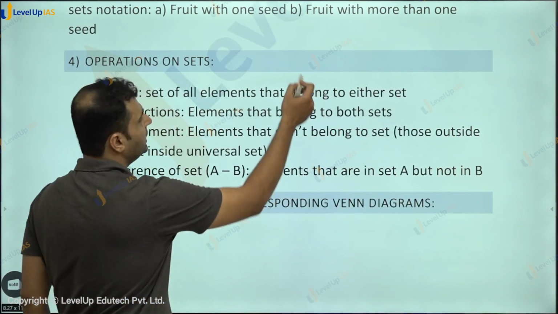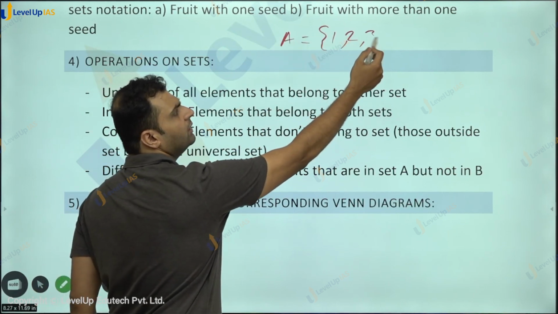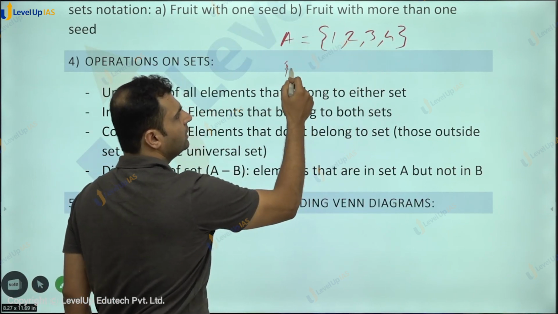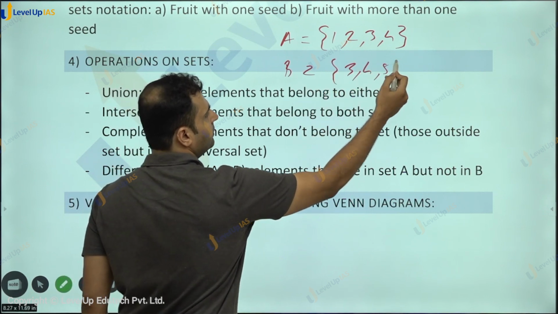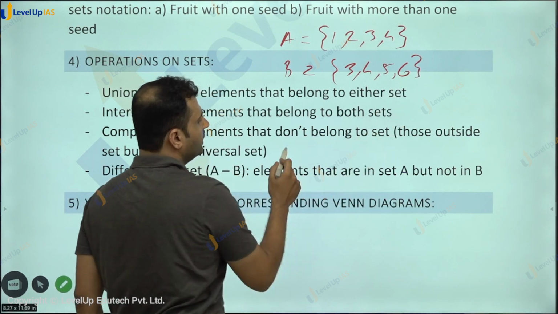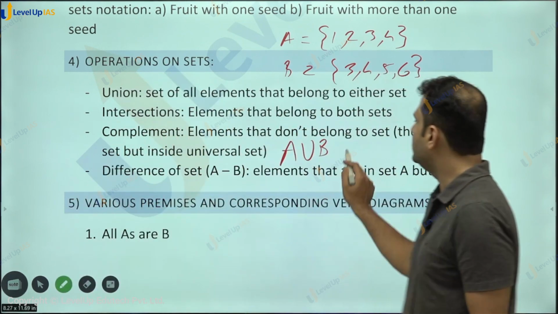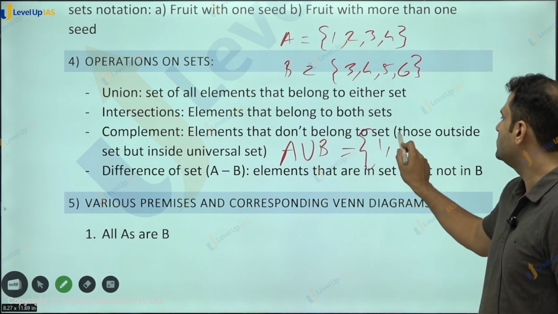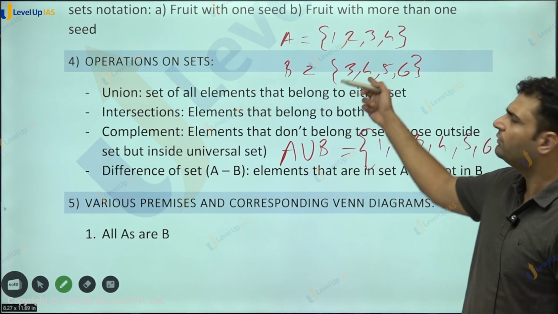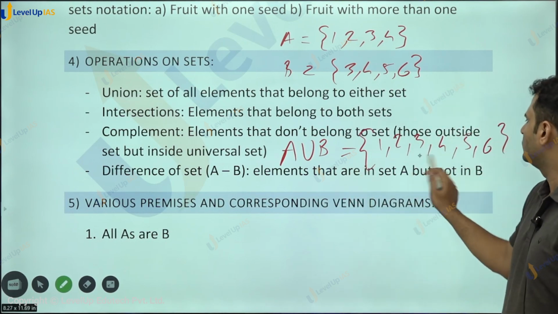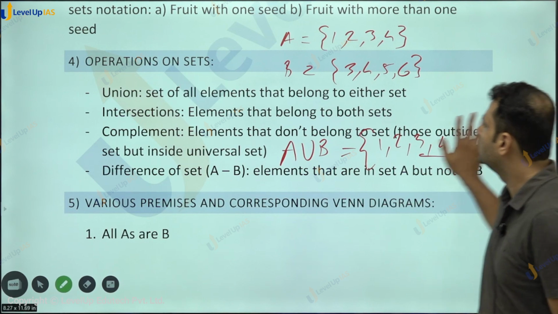To see an example, if I have set A equal to, let us say, 1, 2, 3, 4, and set B equal to, let us say, 3, 4, 5, 6. If we have these two sets, then A union B is represented like this: A union B is equal to 1, 2, 3, 4, 5 and 6. The 3 and 4 we don't repeat. It is written only once because it is the same element. So this would be the union.